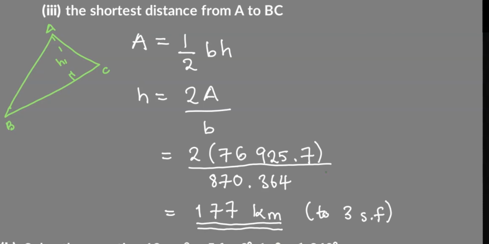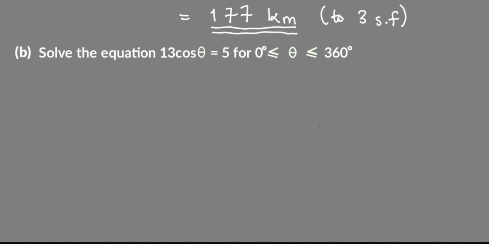The next question is a trigonometric equation. We've been told to solve the equation 13 cos theta is equal to 5, where our answer for theta is supposed to be between 0 degrees and 360 degrees. What you should remember is what I earlier said about your quadrants. The first thing is to know in which quadrants cosine is positive. We are finding the value for which cosine is positive because in this question, we've been told 13 cos theta is equal to 5.